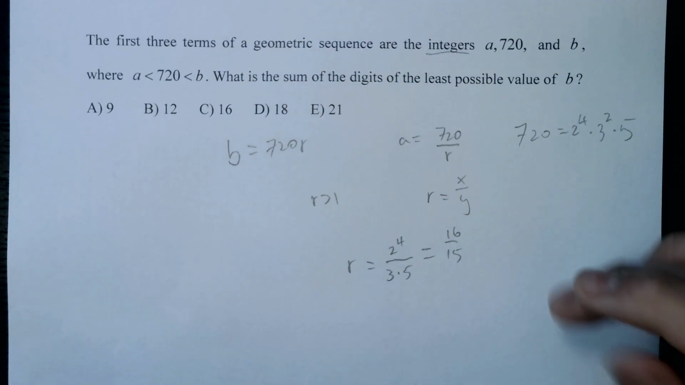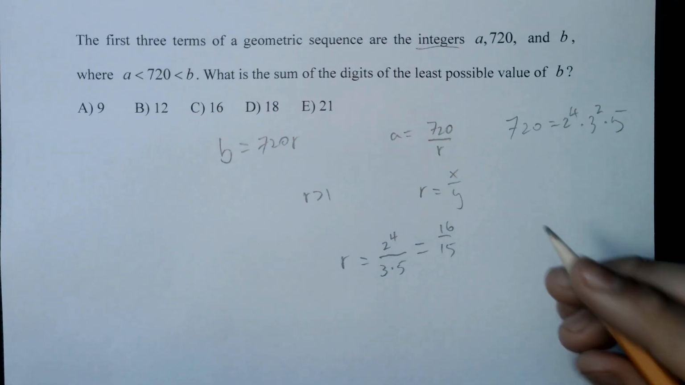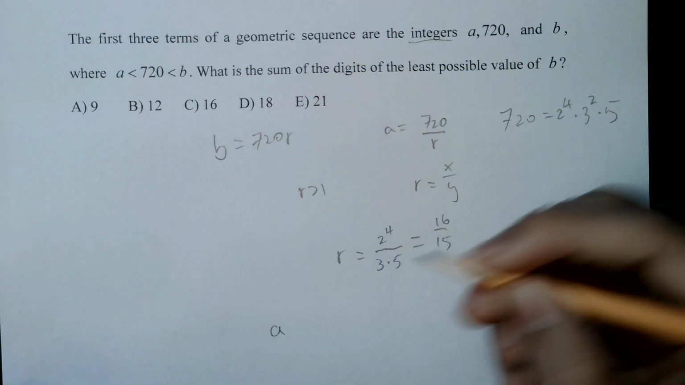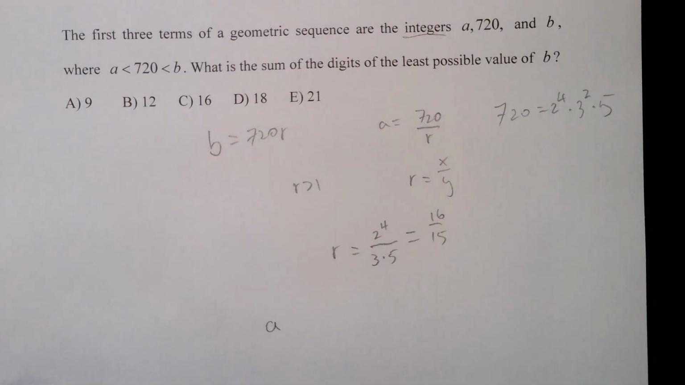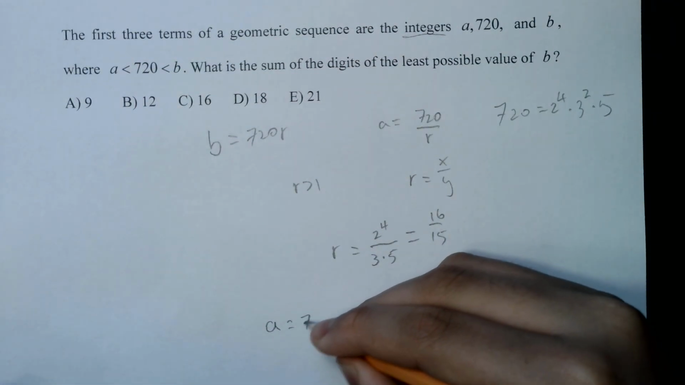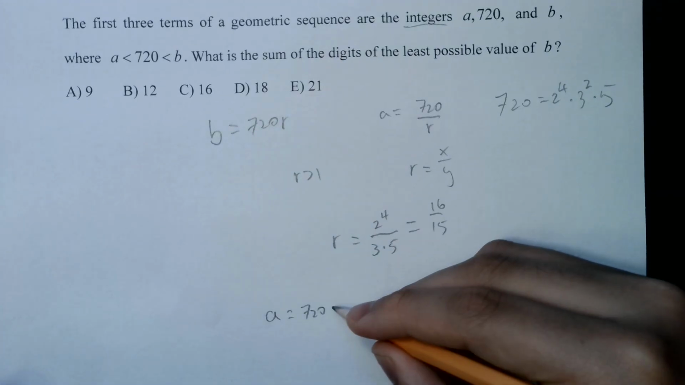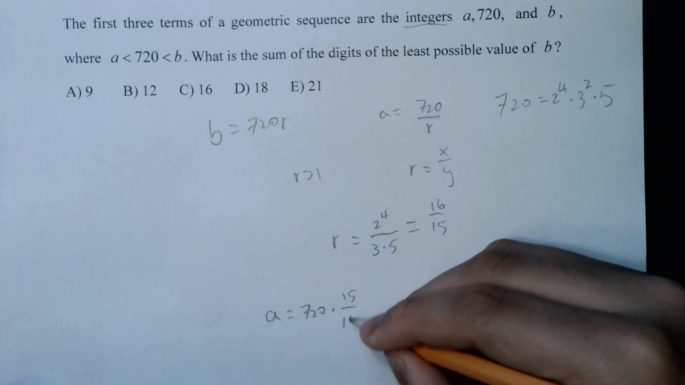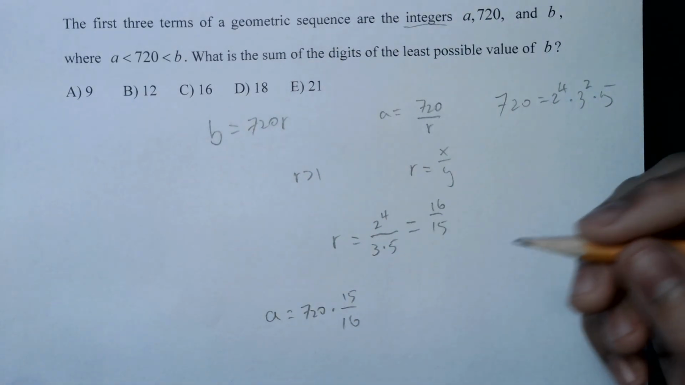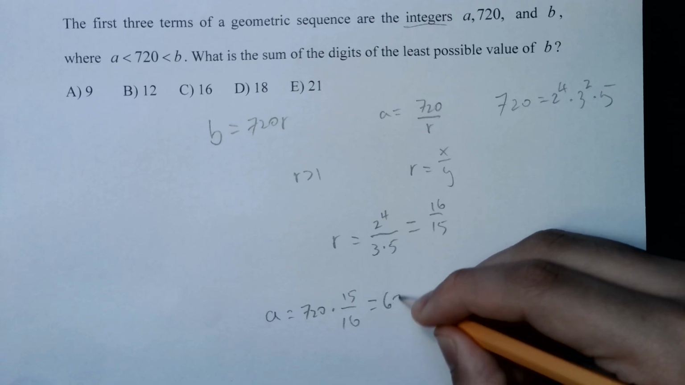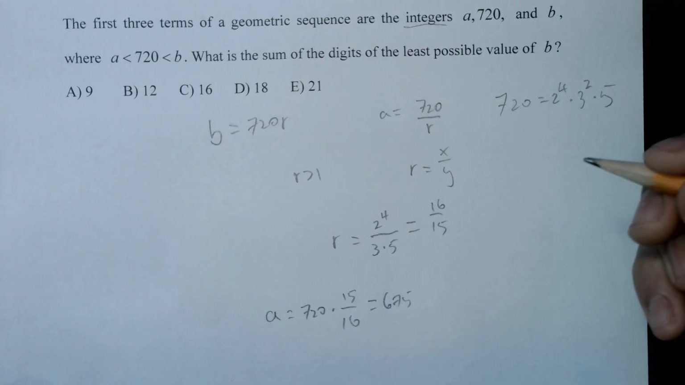And so this means that we just need to plug r into a and b. So let's first plug it into a to make sure that a and b are both integers. So a here is going to be equal to 720 multiplied by 15 over 16. So I just flipped r around, which is the same thing as dividing, and this is going to be equal to 675, which is smaller than 720, so we know that this works.